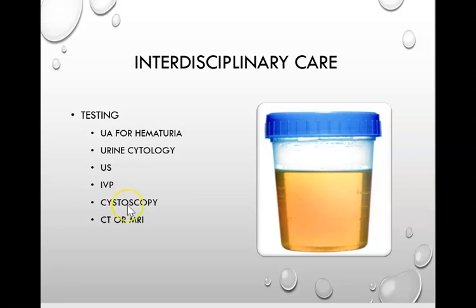Cystoscopy, again, that's going to be for direct visualization, assessment, and possibly a biopsy, and that can show a definitive diagnosis. And then a CT or MRI, and that's going to be used to evaluate any type of tumor invasion or mets. They might also be doing a PET scan with that, but not initially.